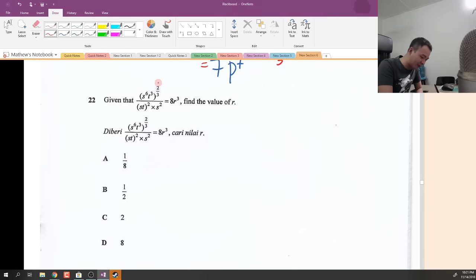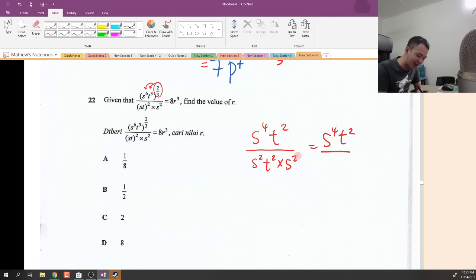So first thing is I will multiply the 2 over 3 into both first. So 6 multiplied by 2 over 3, I get 4. T cubed multiplied by 2 over 3, I get 2. Over the bottom I will expand. This one is s squared t squared multiplied by s squared. Now this is s^4 t^2 over s squared multiplied by s squared, you get s^4 t squared. Both simplified, you get 1. So that means the whole thing here will give you 1.